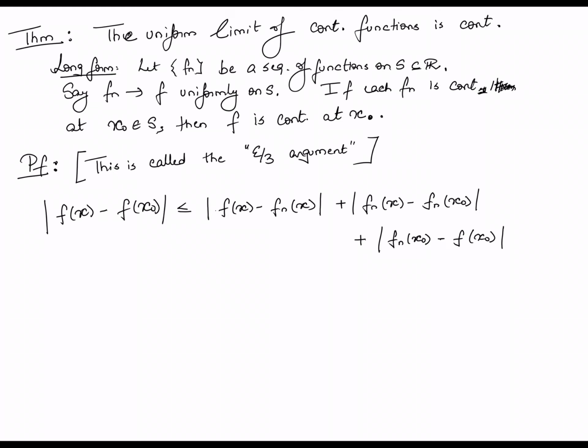All right, so let's make this formal. Given epsilon greater than 0, we know that there exists a capital N such that |fn(y) - f(y)| is in fact less than epsilon by 3 for all n greater than capital N.